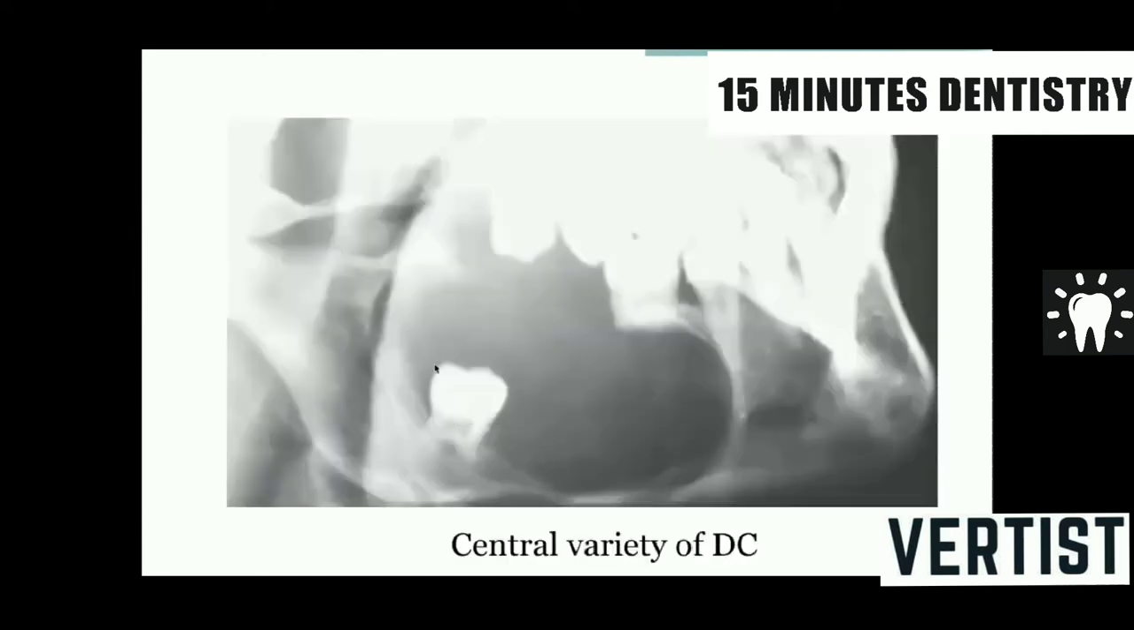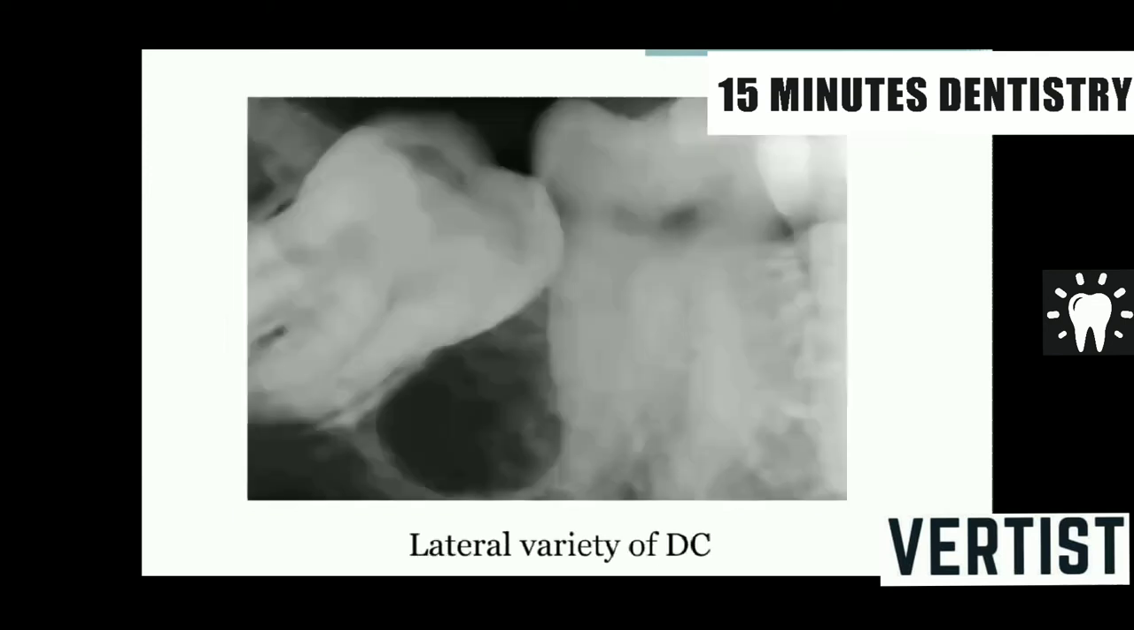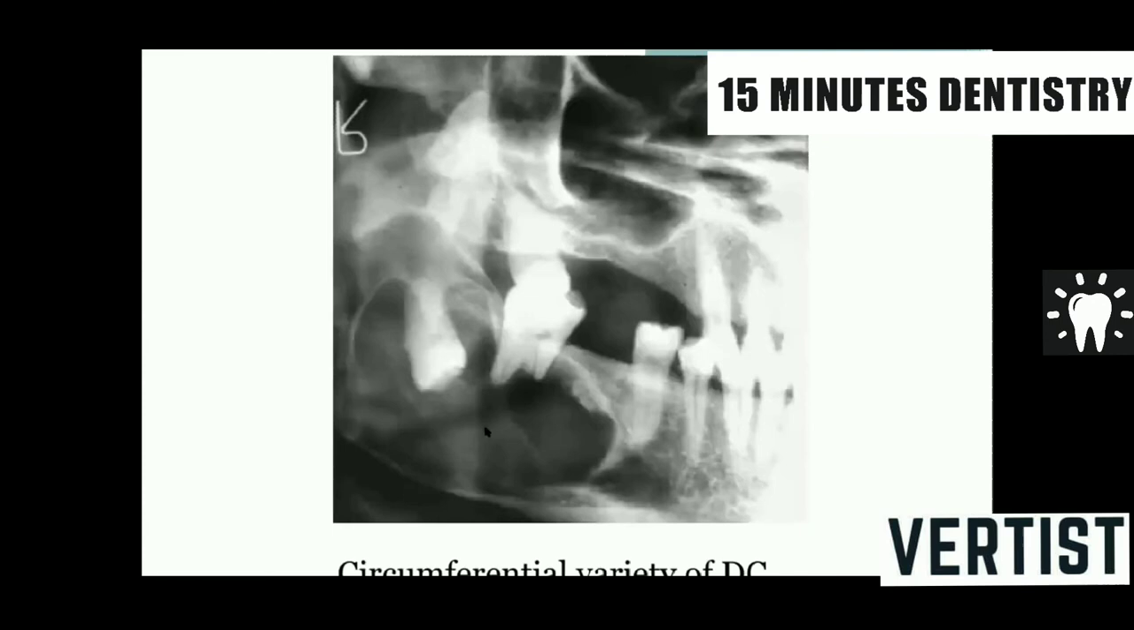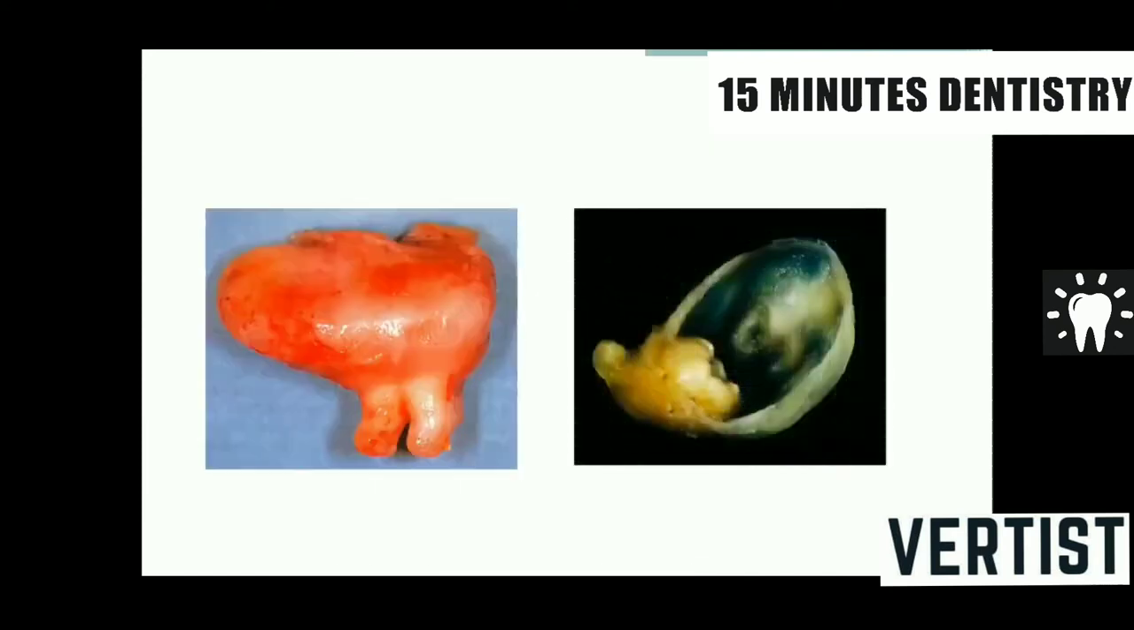So this is the central variety: the third molar is impacted and there is a large radiolucency associated with it. This is a lateral variety. Since this tooth is impacted in a mesioangular fashion, there is a radiolucency on the mesial aspect, and this is the lateral variety. And this is the circumferential variety. The entire tooth is surrounded by the cyst, but the borders of the cyst are at the neck of the tooth. This is the gross specimen, an enucleated cyst. This is a cavity and this is the impacted tooth.